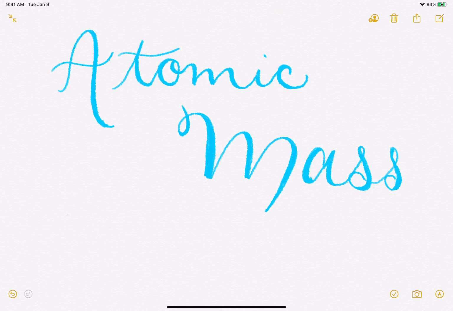The atomic mass of an element can be found by looking at the periodic table. But did you know that you can actually calculate the atomic mass of any element as long as you know the natural abundance of its isotopes? That's what we're going to be working on today.